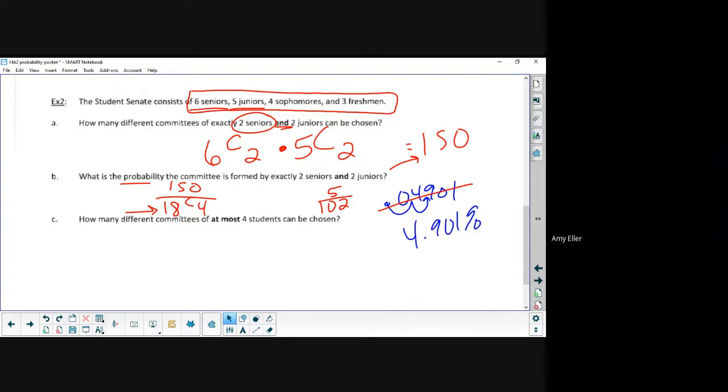C. How many different committees of at most 4 students can be chosen? The committee prior had to have 4, but that's the most. They're saying it could have just 3 students, or it could have 2, or it could have 1. So let's write down the committee could have 4 students, or that's the most. So, or it could have had 3. You see why it's not and? Because that would be 7 people. It could have 4 students, or it could have 3, or 2, or 1.